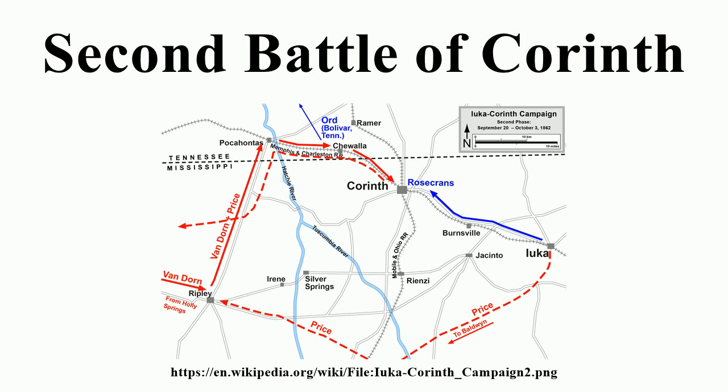Price's army marched to Ripley where it joined Van Dorn on September 28. Van Dorn was the senior officer and took command of the combined force, numbering about 22,000 men. They marched on the Memphis and Charleston Railroad to Pocahontas, Tennessee, on October 1. From this point they had a number of opportunities for further moves and Grant was uncertain about their intentions. When they bivouacked on October 2 at Chewalla, Grant became certain that Corinth was the target.